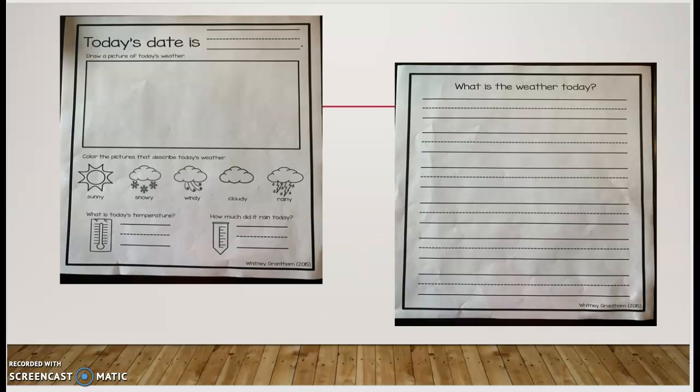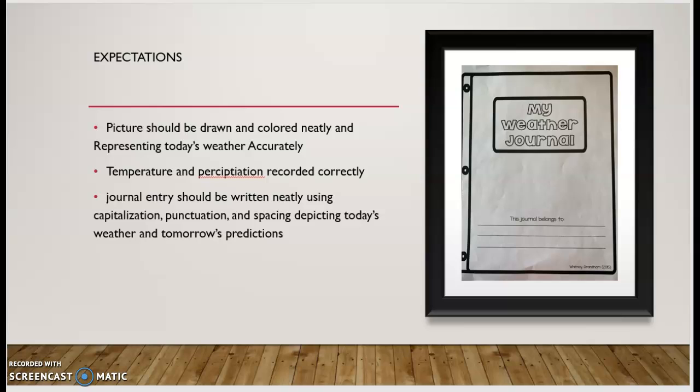Some of my expectations for this journal is your pictures should be drawn and colored very, very neatly. I should be able to look at your journal and say, oh, on September 5th, it was cloudy and it wasn't a very warm day, just by looking at your pictures. We want to have correct temperatures and precipitation recorded. If there is precipitation out there, we want that recorded correctly. Your journal entry should be written very, very neatly. You should use capitalization, punctuation, and spacing that tells us what today's weather and tomorrow's predictions are.